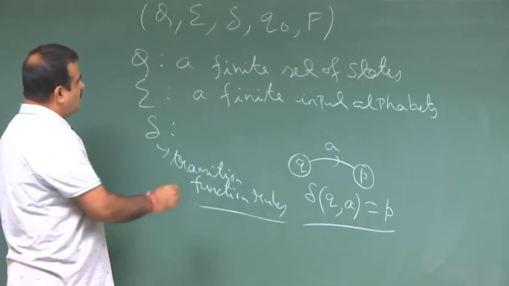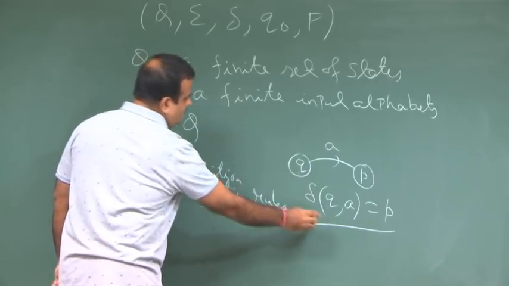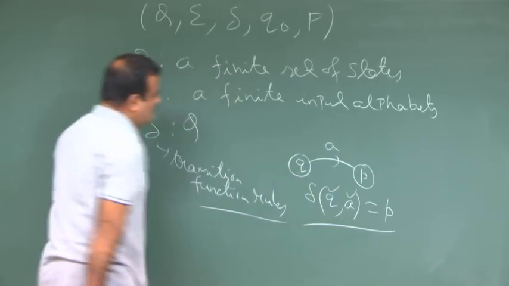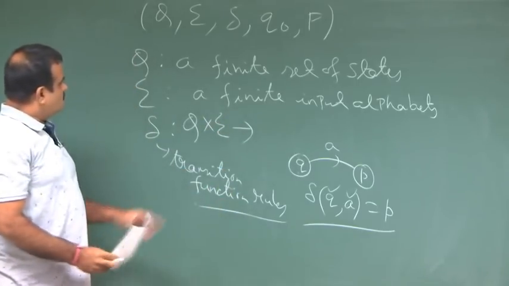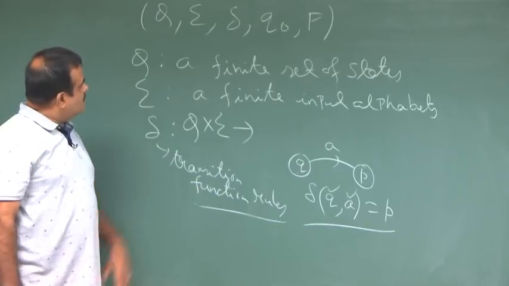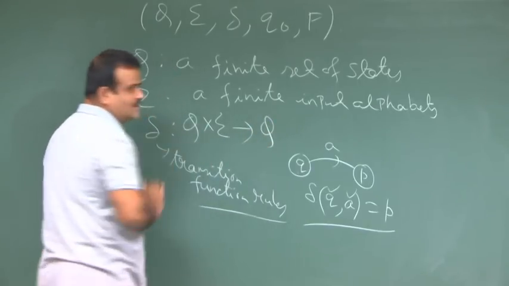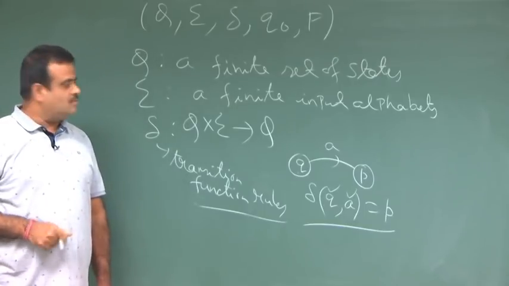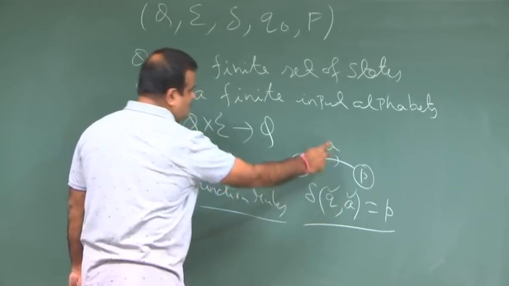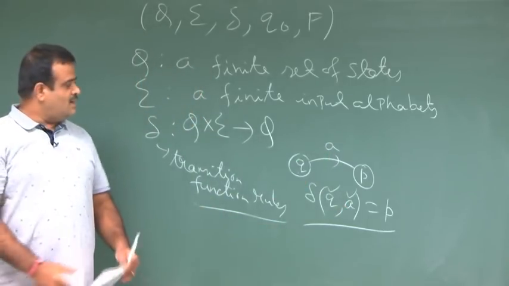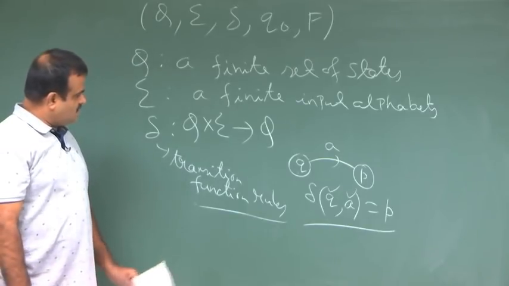So this is a function from Q, because one input is a state, another input is an alphabet. So Q cross sigma to Q. It is taking one input as the present state and the other input as the input alphabet, and it will move to the new state. So this is the state transition function.